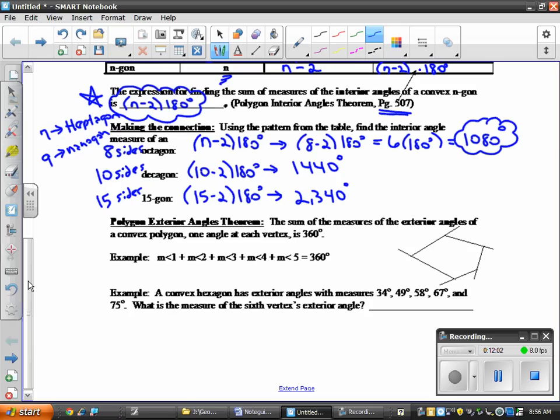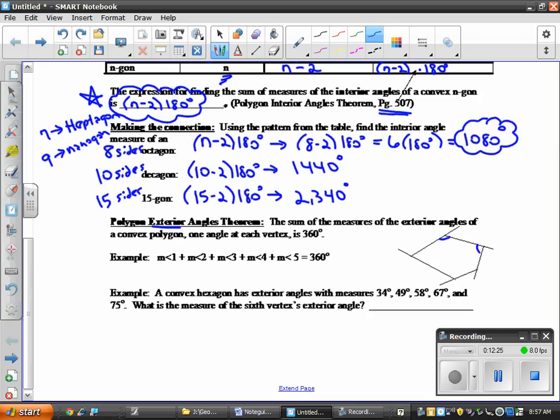Now the polygon exterior angle theorem is a little different. Well, not a little bit, it's a lot different. It says, polygon exterior angle theorem: the sum of the measures of the exterior angles of a convex polygon, one angle at each vertex, is 360 degrees. Now make sure, again, you're really understanding the difference between interior angle measures and exterior angle measures.